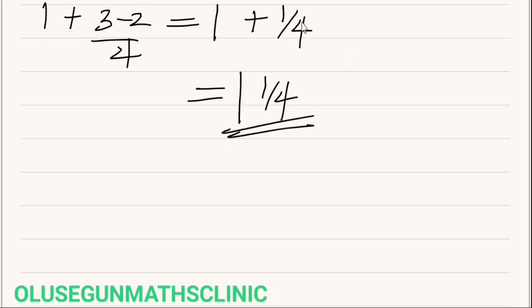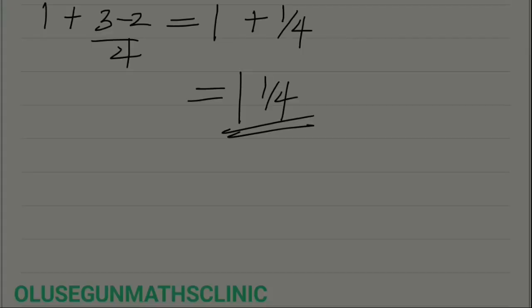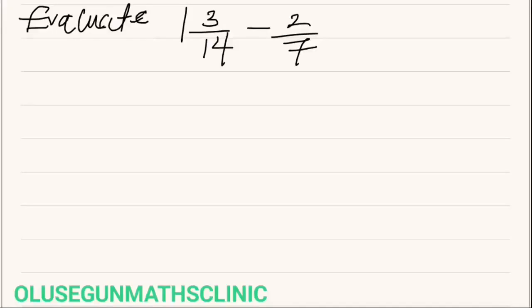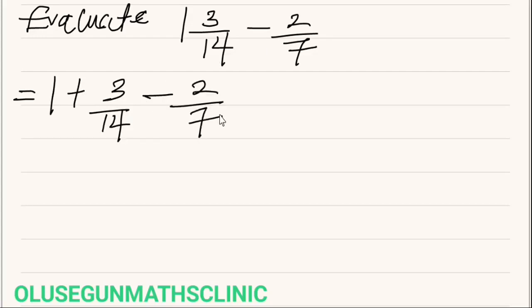So this is how to solve improper fractions having a subtraction between them. So we still proceed again to solve some questions. Having a question like this, evaluate 1 whole number 3/14 minus 2 whole number 2/7. So you can rewrite it as 1 plus 3/14 minus 2/7. So therefore we have 1 plus, the LCM between these is 14.